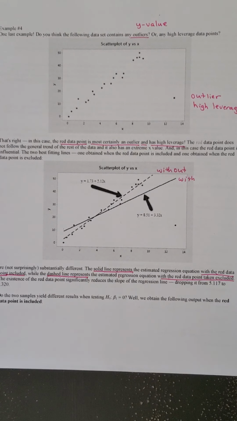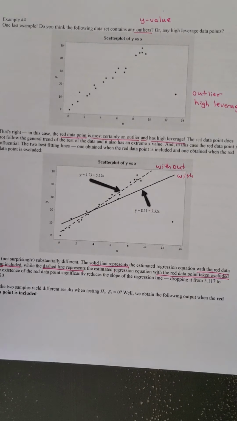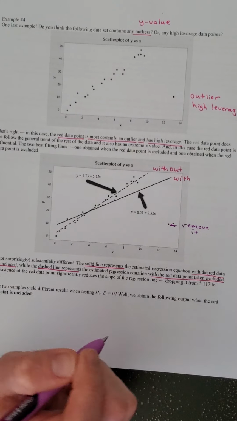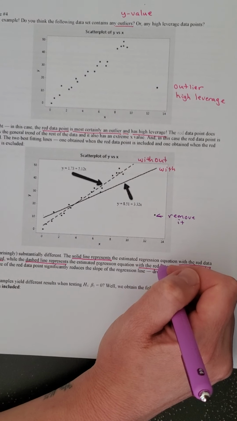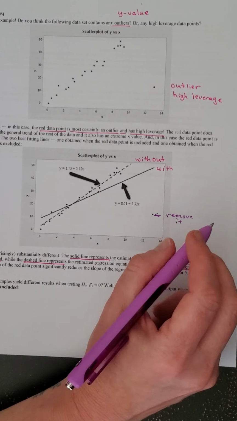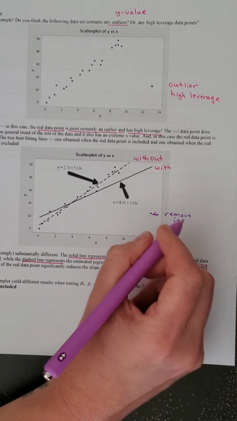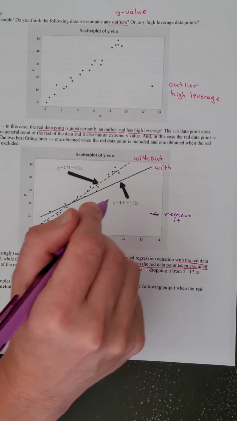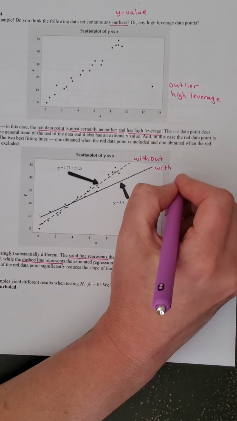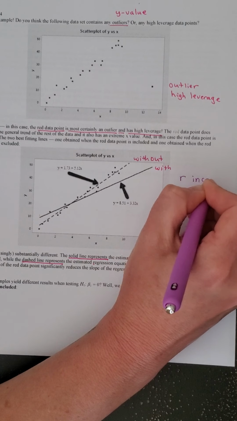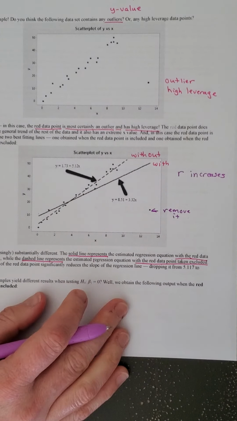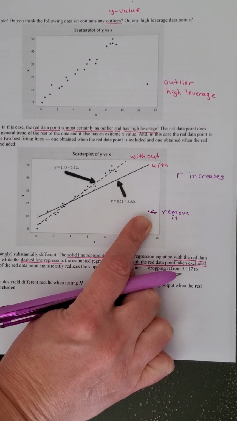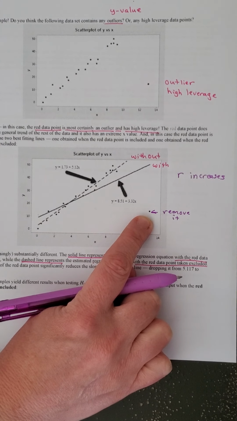That's another big point too. Many times they'll ask you something like, if you remove this point, will the slope increase or decrease? And will the correlation increase or decrease? To tell that, it's not always increase or decrease. It depends on where the point is. So when we remove it, R will most certainly increase. We can see that this point is not very well correlated to the rest of the trend of the data. So R will most certainly increase.